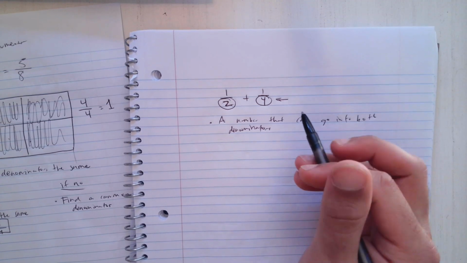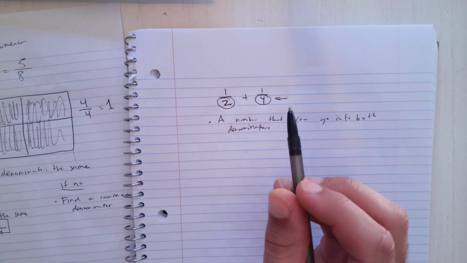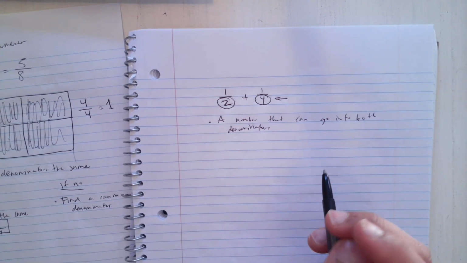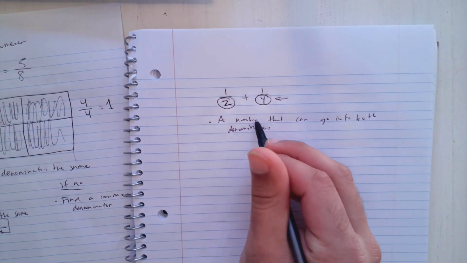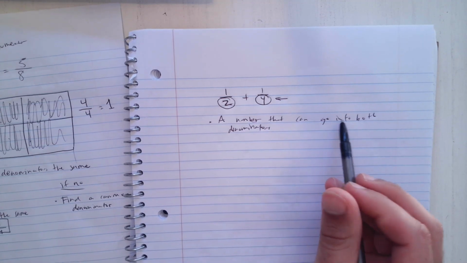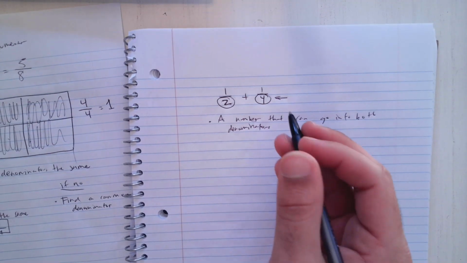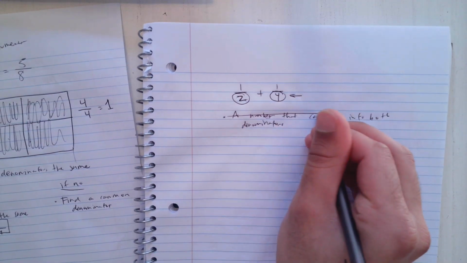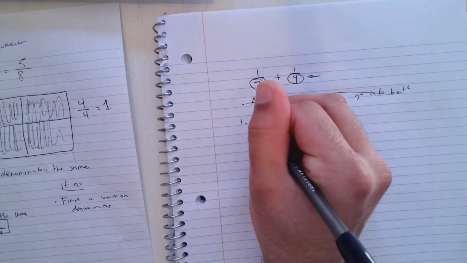I'll say that one more time. Our new denominator has to be at least as big as our biggest denominator. So I guess this is a good idea, and it's worded beautifully, but it's not entirely correct. So another way to say this is, we can check.